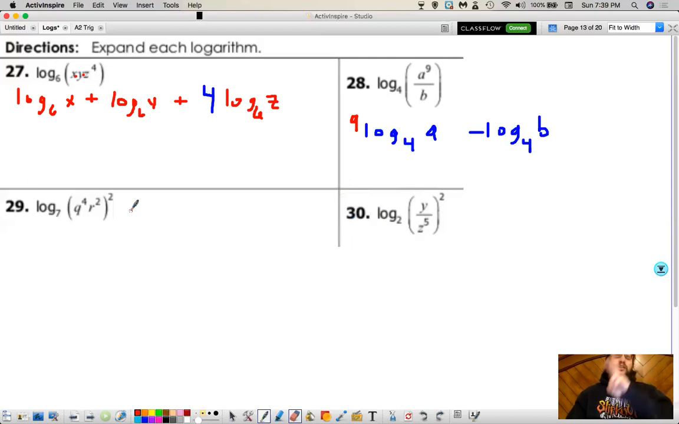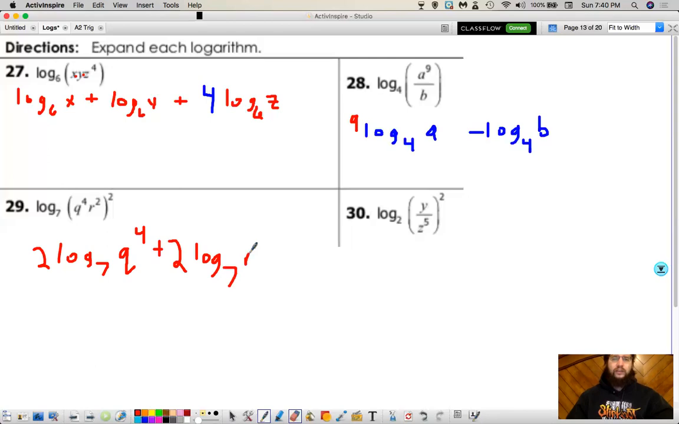Two ways you can look at this one. You can either say, oh, hey, this whole thing's being squared, so that's q to the 8th r to the 4th. Or you can say, oh, the 2 comes out front, so it's going to be the other way. This way's a little longer, but it's the more obvious. 2 log base 7, and then we split it up. Q to the 4th plus 2 log base 7. That 2's on both of them, right? R squared.